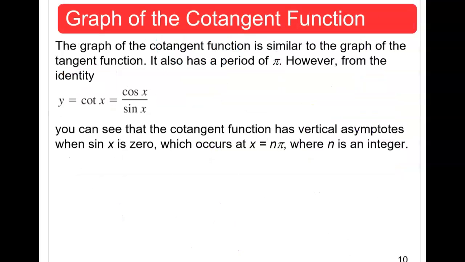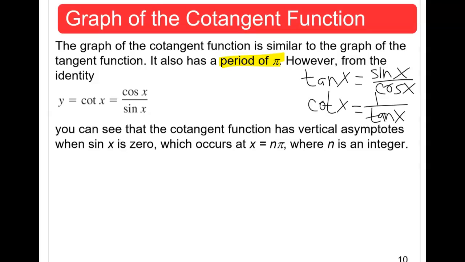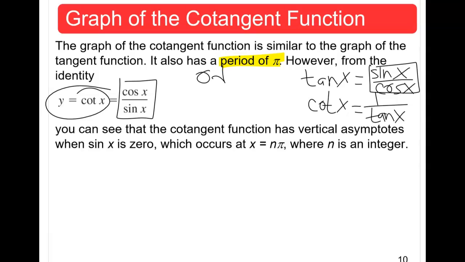Moving on to the cotangent function. The graph is very similar to the graph of tangent, and it also has a period of pi. However, from the identity, tangent we know is equal to sine over cosine, and we know that cotangent is the reciprocal of tangent. So in other words, it's the reciprocal of sine over cosine, so that's why we have cosine on the numerator, sine on the denominator. This function is also odd, and it will also have vertical asymptotes, not at negative pi over 2 and pi over 2, but they will be at multiples of pi.